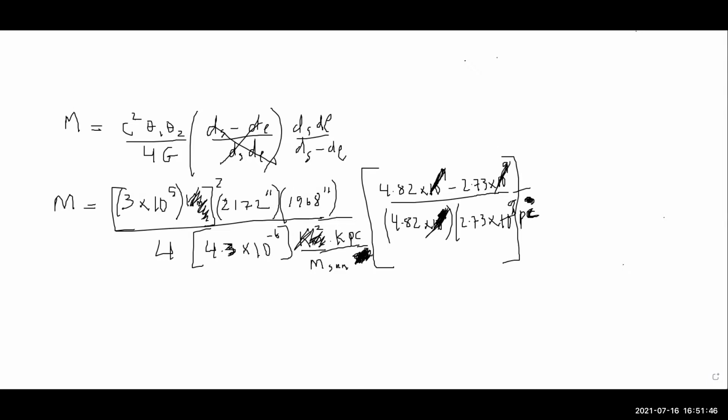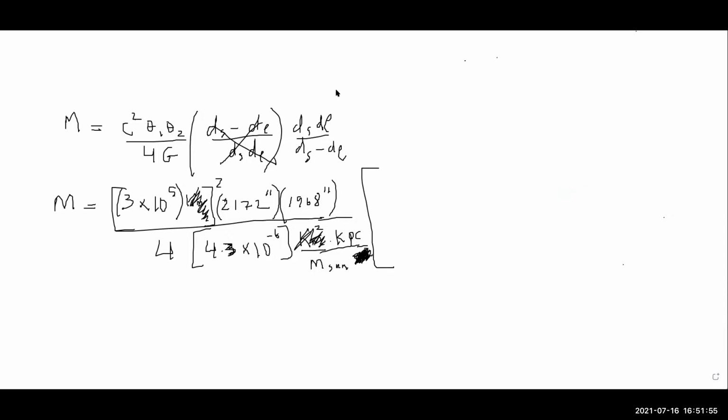So 4.82, 2.73. I'm just going to write that on top. 4.82, 2.73. Times 10 to the 9th, an extra 10 to the 9th. Because remember, this was multiplied, so you get 10 to the 9th times 10 to the 9th, whereas this is just subtracted, so you just get a 10 to the 9th. So the 10 to the 9th on the bottom cancels one of the 10 to the 9ths on top. And then you get here 4.82 minus 2.73.